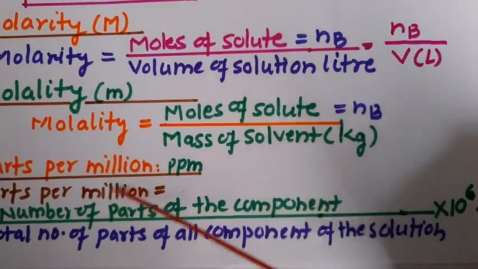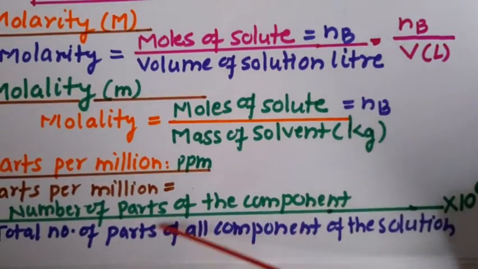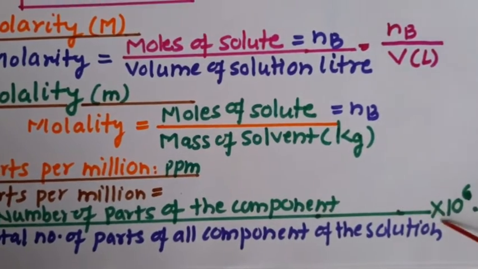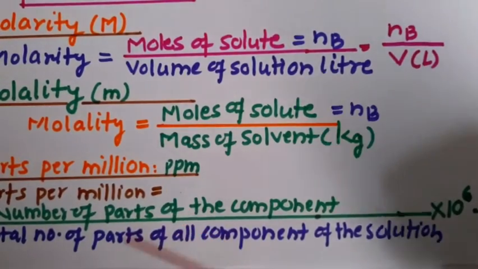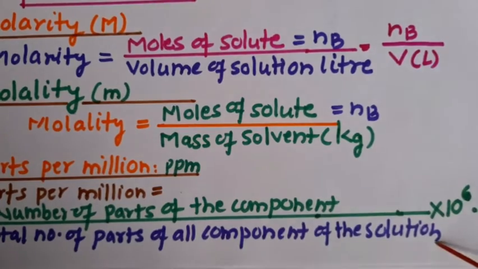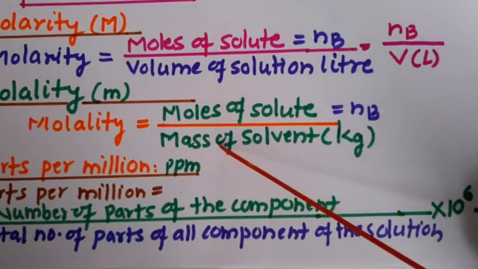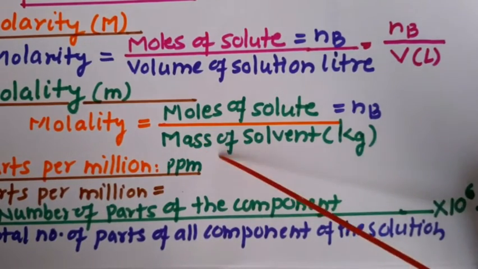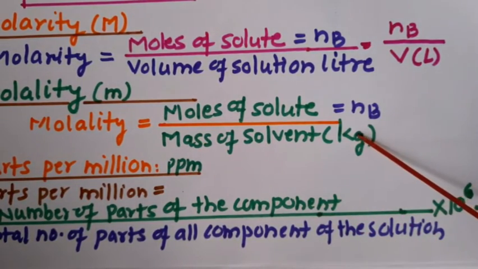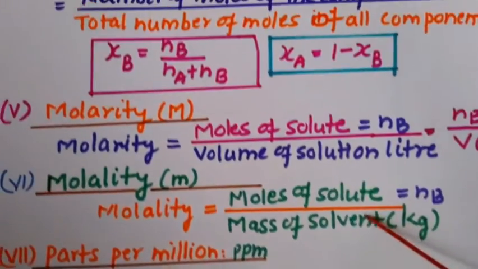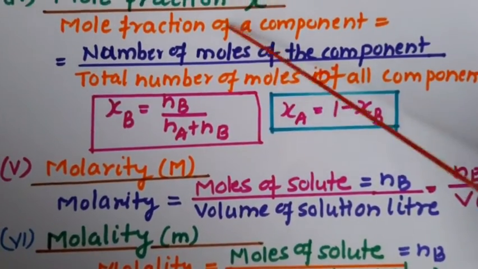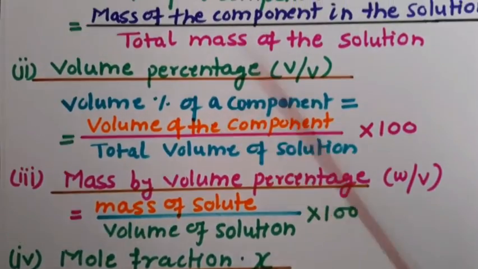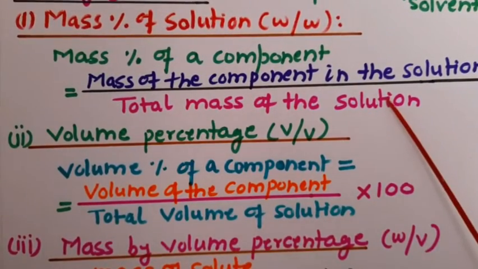It is defined as the number of parts of the component divided by the total parts of all the components present in the solution, multiplied by 100. Here, still in the denominator we have taken solution. So in the denominator, the only difference is in the case of molality, where the mass of the solvent should be taken in kg. Always remember.